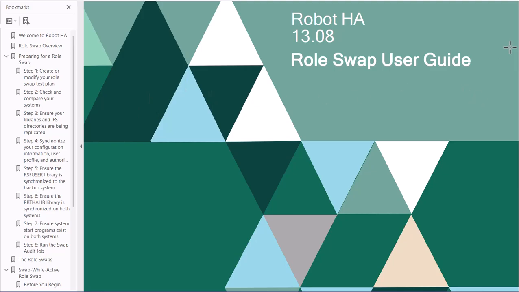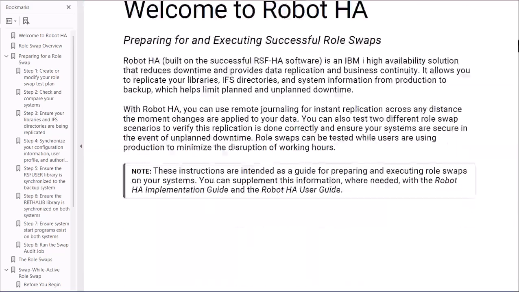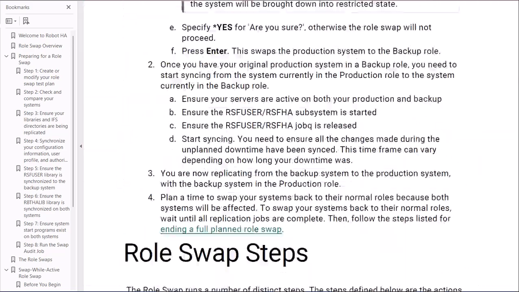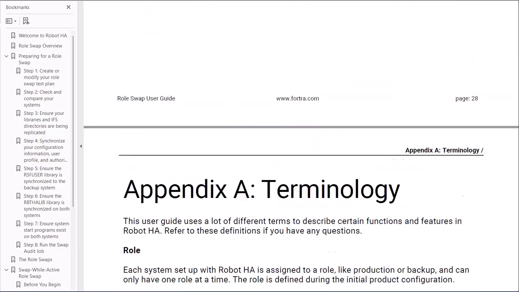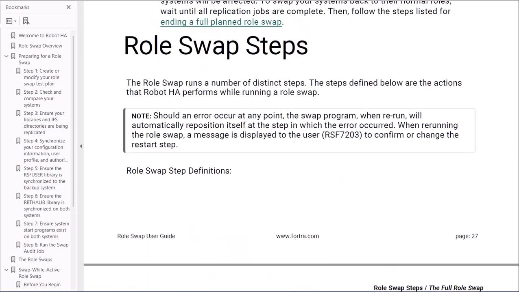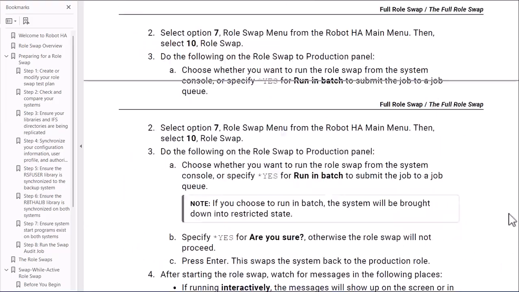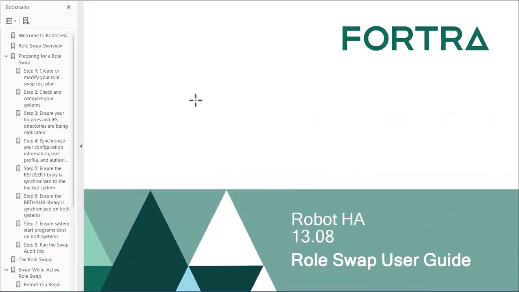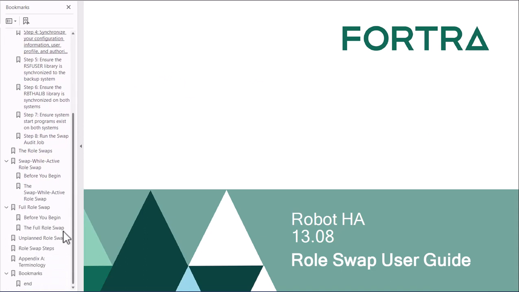Well, first of all, we have this user guide, and I recommend you read it from cover to cover. As we scroll through here, you'll see it's a total of 29 pages, but a bunch of them are indexes and stuff, so really a pretty simple read. And then depending upon what type of role swap you're going to do, you have two choices. You have a swap while active role swap, or you have the full role swap.